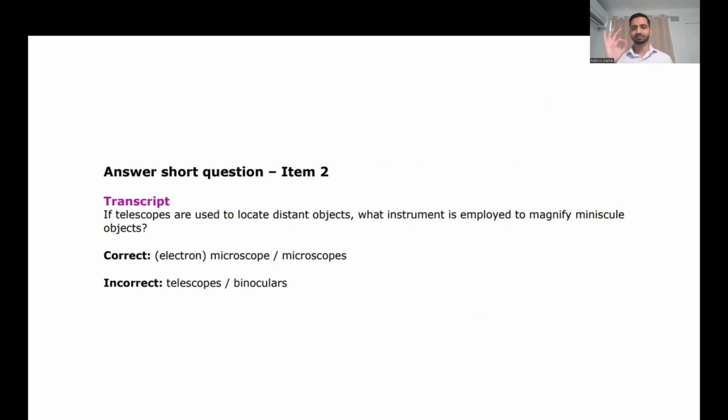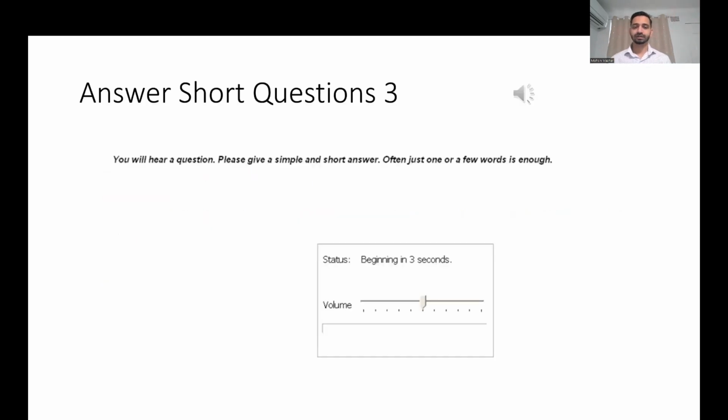Minuscule is the tiny object. So obviously you need to understand, if it's a tiny object and you're trying to magnify it, what do you use to magnify it? Obviously a microscope. You look into a microscope and you see if there is an object or not. So telescope will be wrong, because the telescope is for distant objects, and binoculars is also for seeing distant objects. So that would be wrong as well. So moving on to the next one.